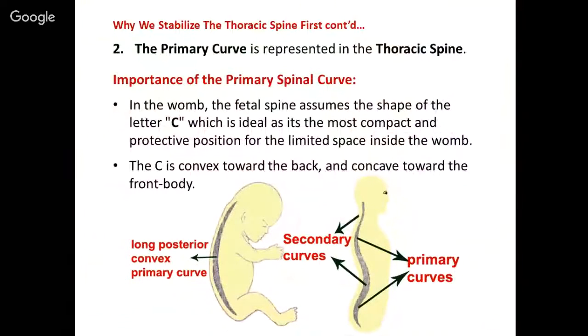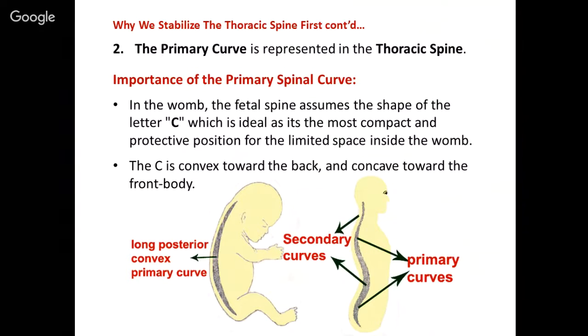And also why we need to do the thoracic spine first, because the primary curve is represented here. The importance of this primary spinal curve, let's talk about that. In the womb, the fetal spine assumes the shape of the letter C, which is ideal as the most compact and protective position for the limited space inside the womb.